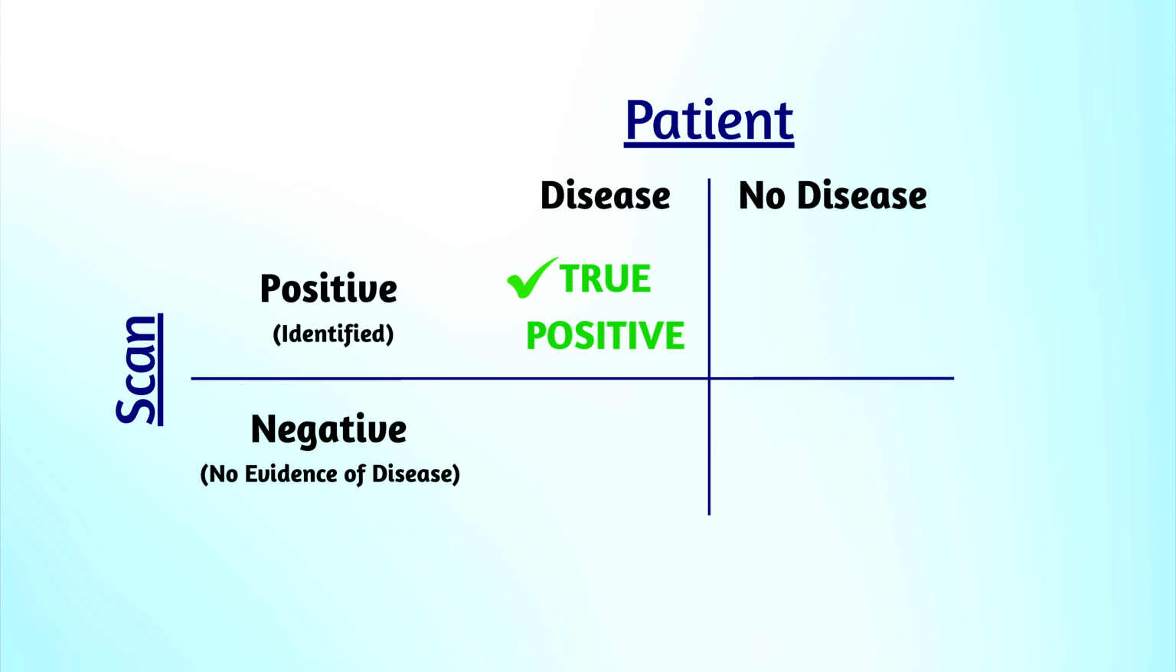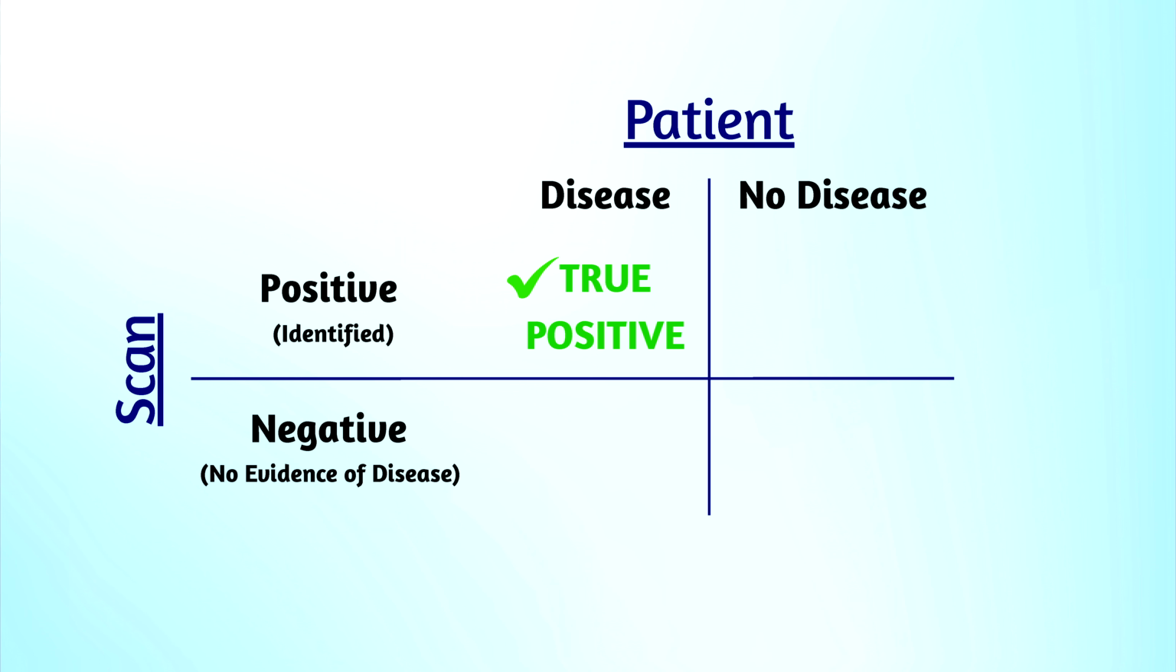Now, if you don't have the disease and the scan doesn't pick it up, that's called a true negative. That's also the aim of the game. Both of those, exactly. That's what we're looking for. If you've got it, it picks it up. If you don't have it, it doesn't pick it up. That's great. But this is where it gets a little more tricky.